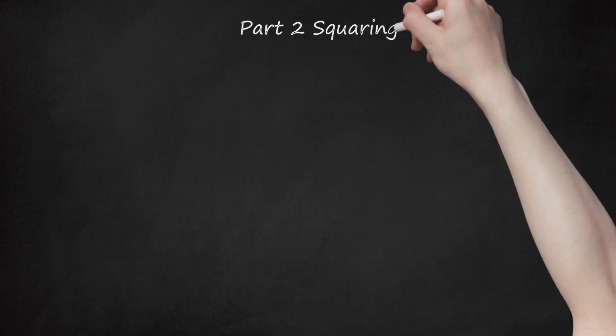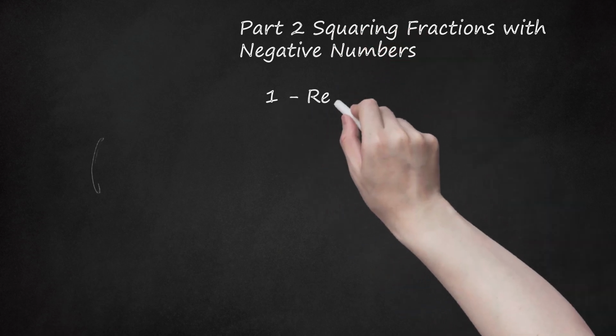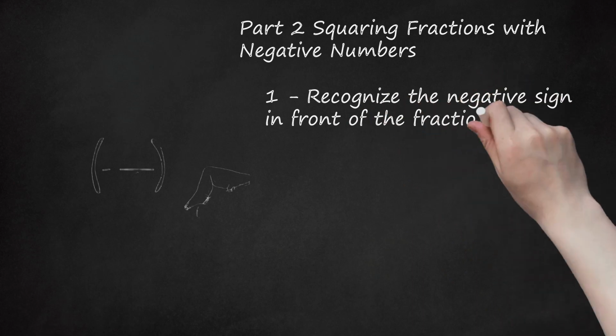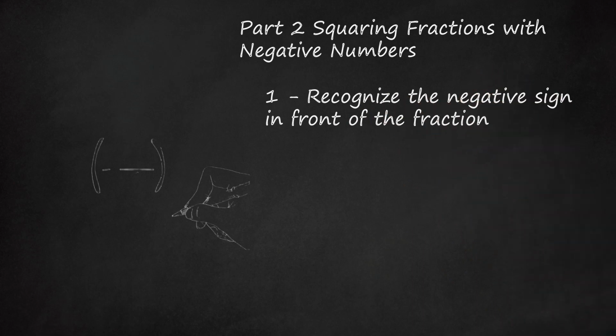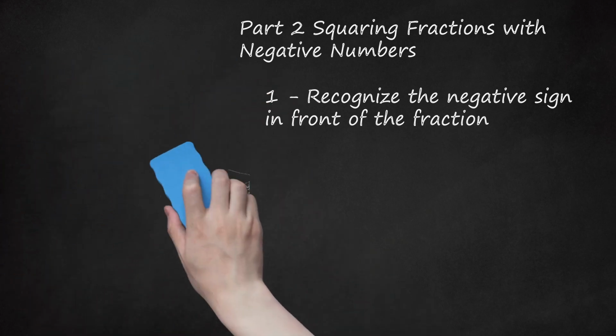Part 2: Squaring fractions with negative numbers. 1. Recognize the negative sign in front of the fraction. If you are working with a negative fraction, it will have a minus sign in front of it. It is good practice to always put parentheses around a negative number so you know that the sign is referring to the number and not telling you to subtract two numbers. For example, (-2/4).